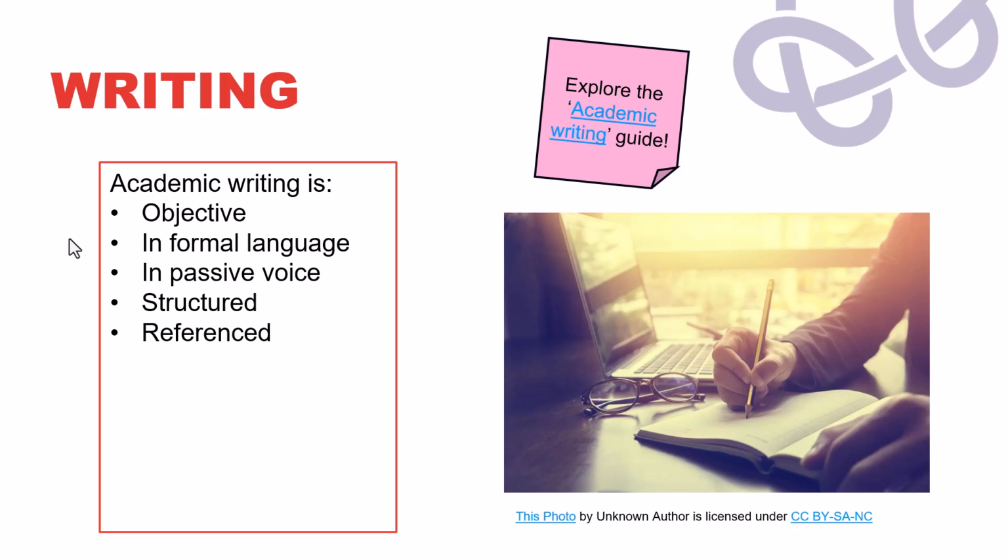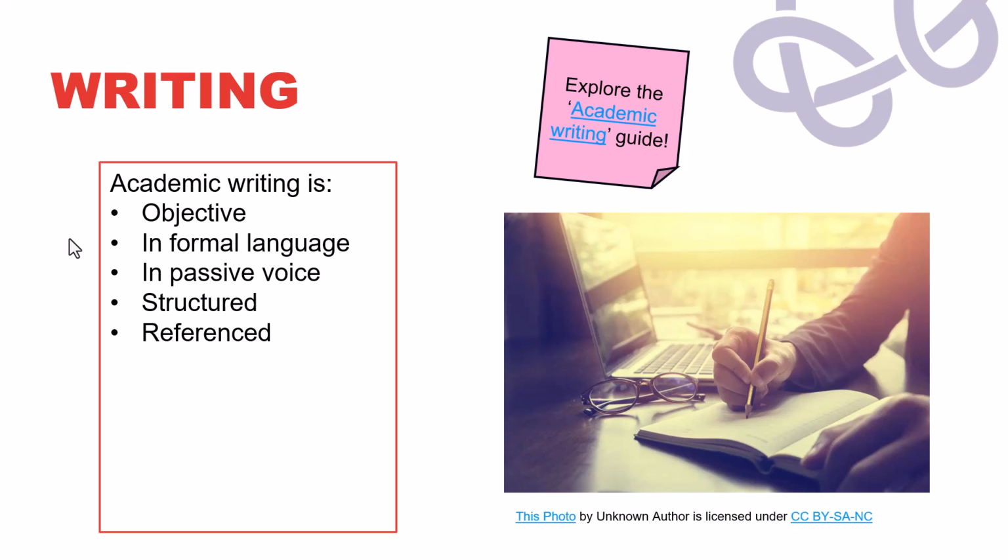It should be written in formal language, not colloquial, and written in passive voice, not from your own perspective. Don't say, "I think that." If it's a reflection, that might be allowed, but most academic writing is in passive voice. It needs to be well structured, so you need to have planned it carefully, and you need to reference all the sources of information that you refer to.